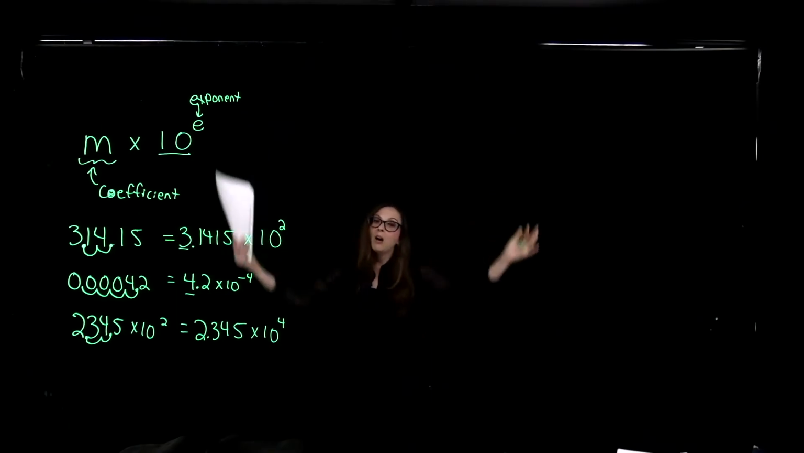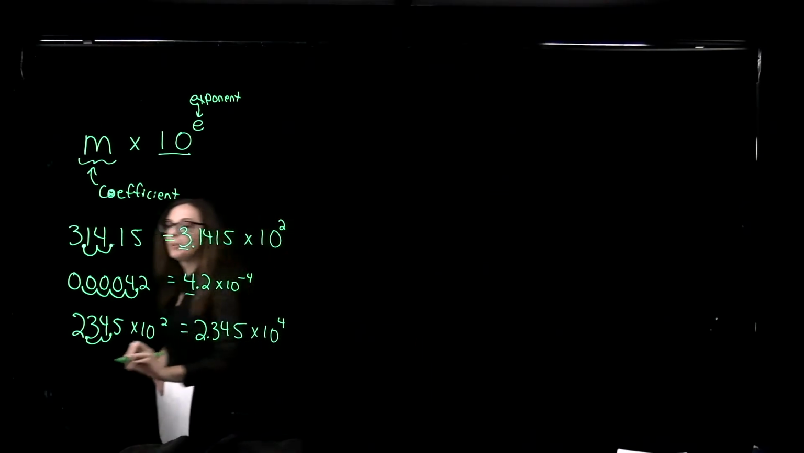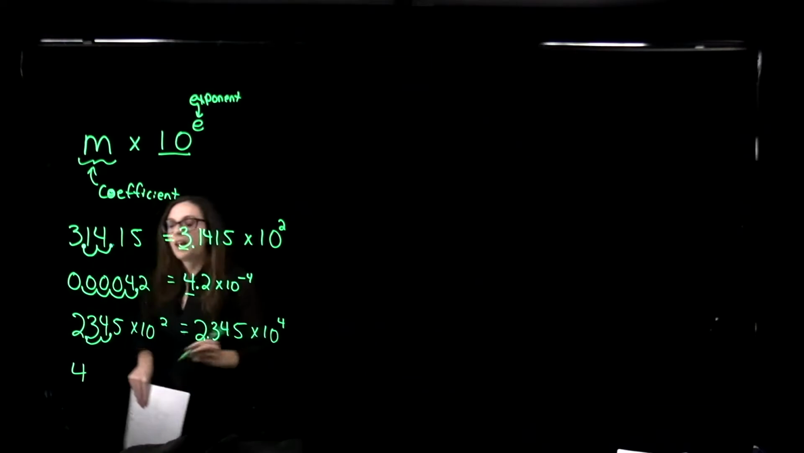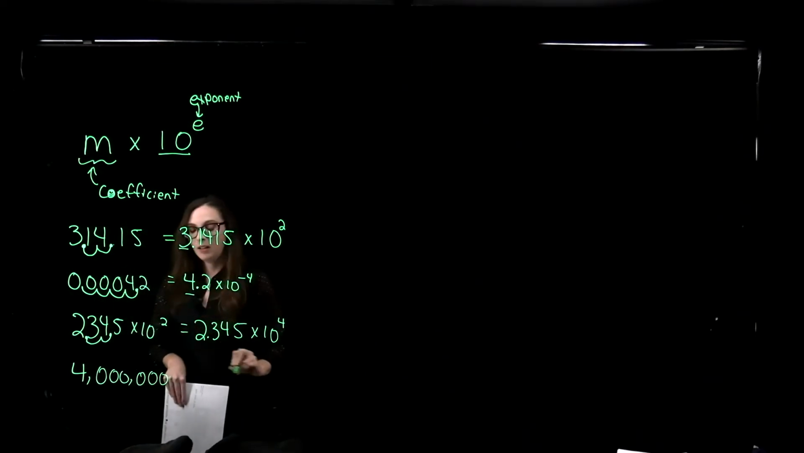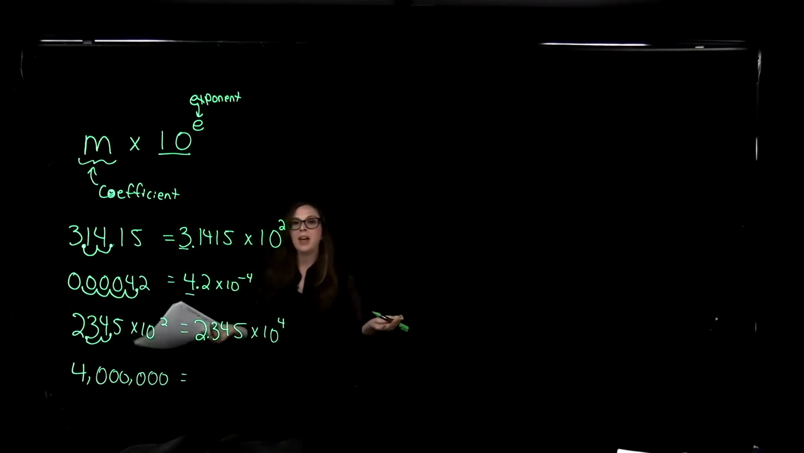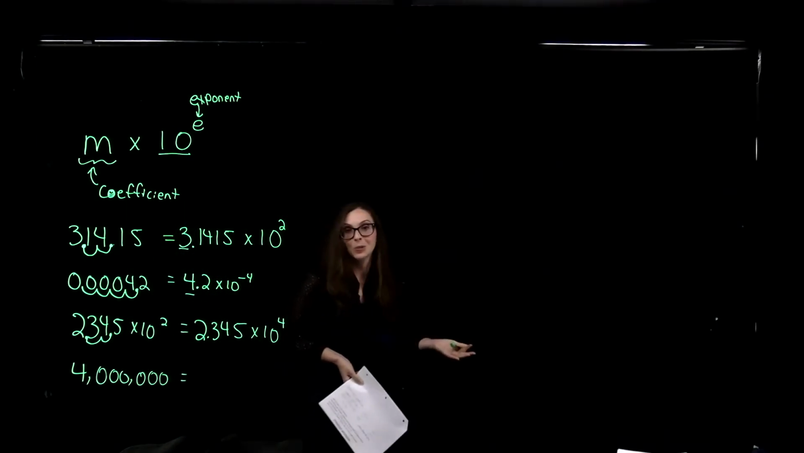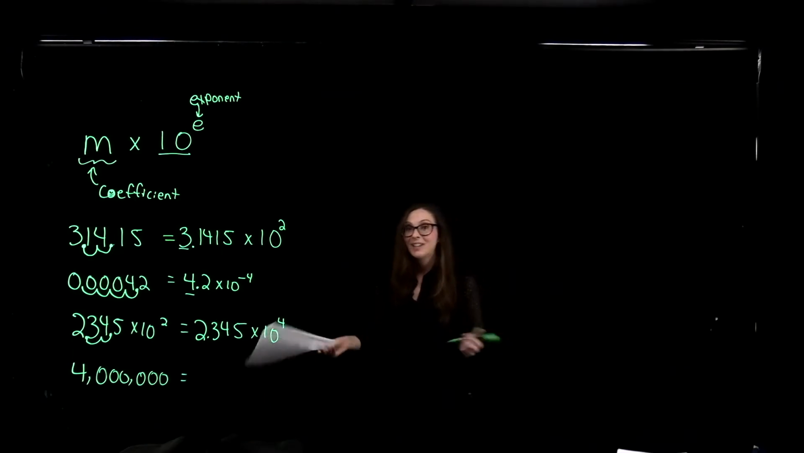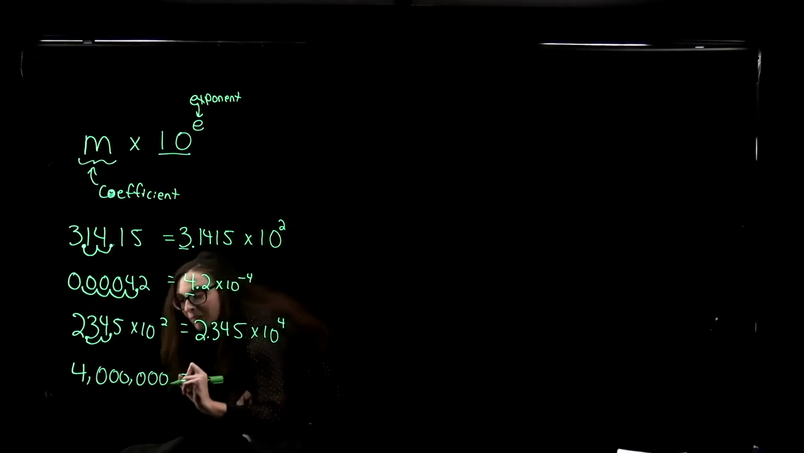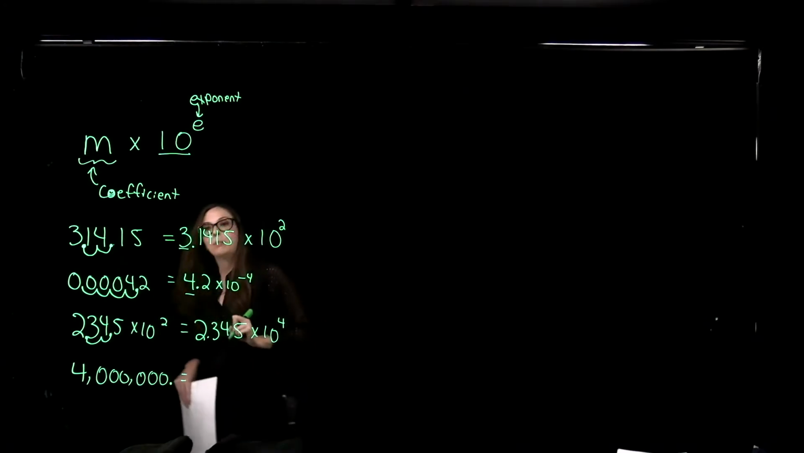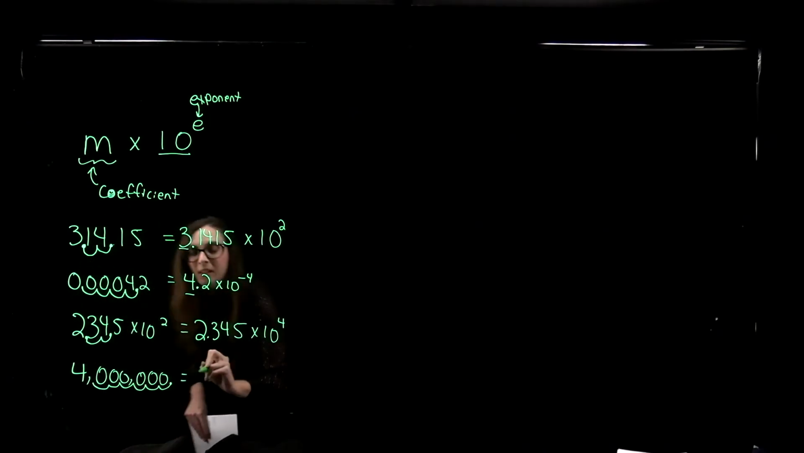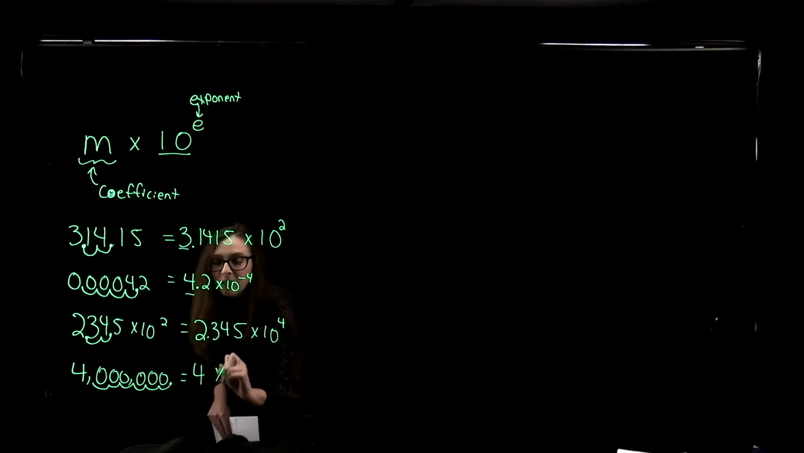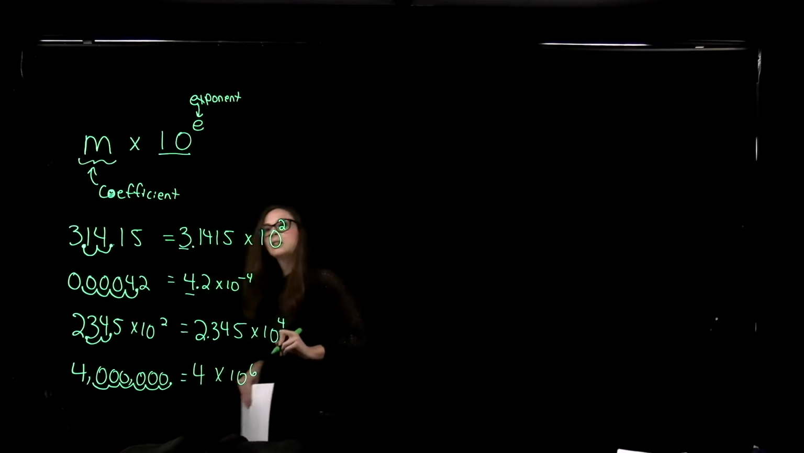Now let's say we have a number like this. Let's just say we have the number 4 million, and you're like, well, how do I put that in scientific notation? I don't see a decimal in this number yet. We can always place a decimal right here at the end of our number. And if I do that, I move my decimal 1, 2, 3, 4, 5, 6 to the left. So that number becomes 4 times 10 to the 6, okay?